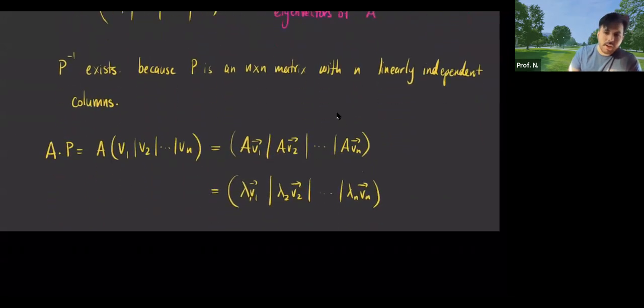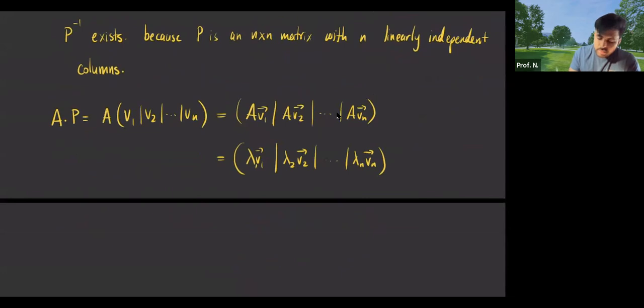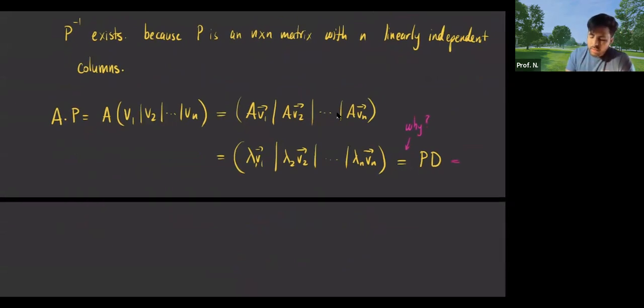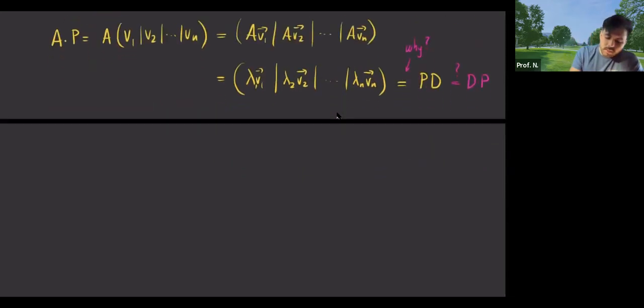And what I want to clarify is, why is it that this here equals PD? That's all I really want to emphasize. Why is this PD? Why isn't this DP instead? And again, what is D? We wrote D as the diagonal matrix that contains all of the eigenvalues.